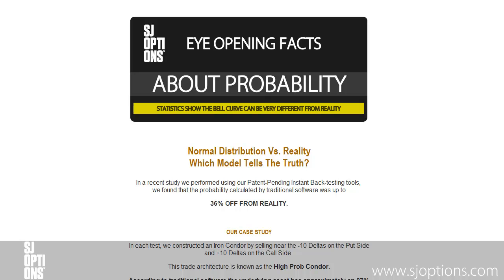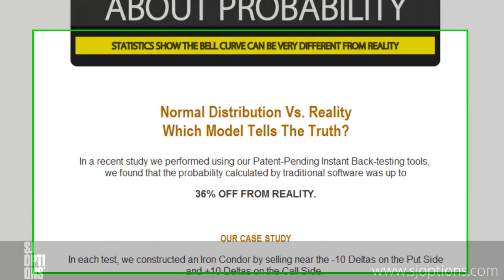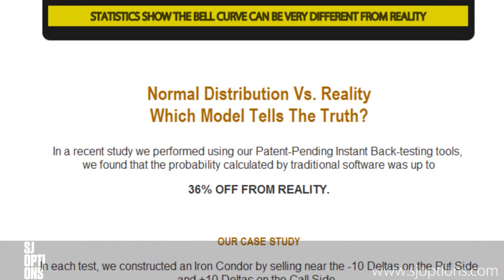Welcome to this presentation on normal distribution versus reality. Which model tells the truth? We have some eye-opening facts about probability that we're going to share with you guys today. The statistics show the bell curve can be very different from reality.